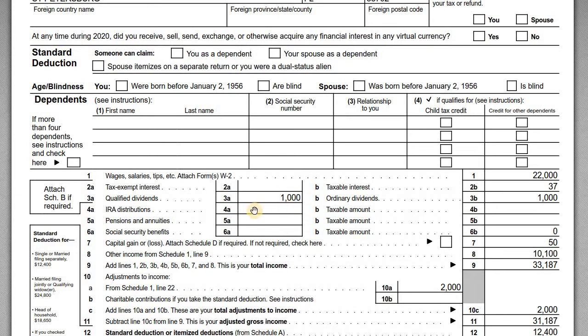Now this is significant because you recall qualified dividends aren't subject to ordinary income tax rates. They're subject to different tax rates, as low as 0% depending on where your income is, or as high as 20%, which is the long-term capital gains rate. So it's very important to make sure that you differentiate between the two. Ordinary dividend income here, and then $1,000 in qualified.